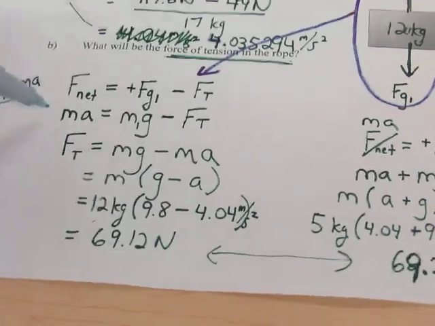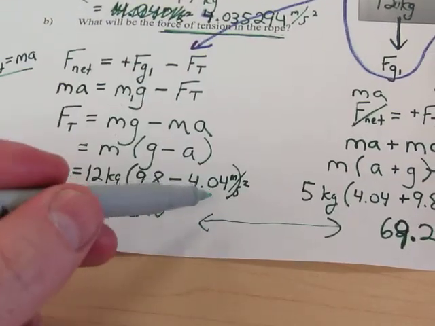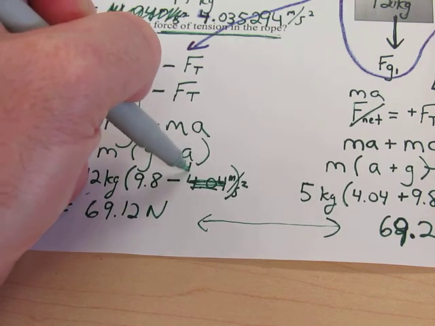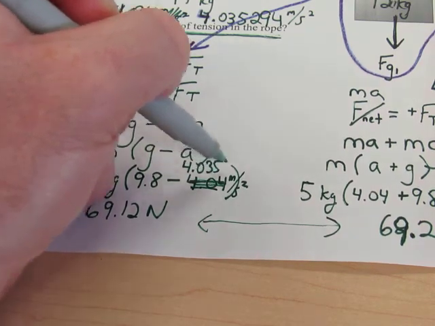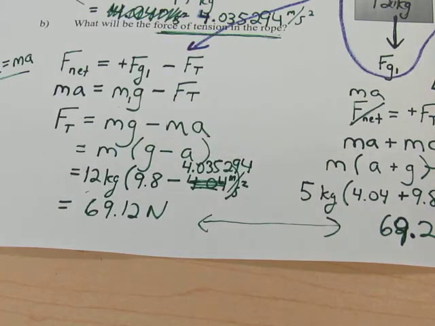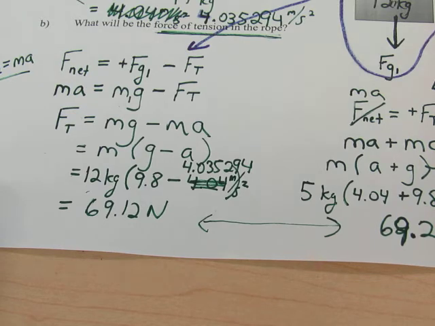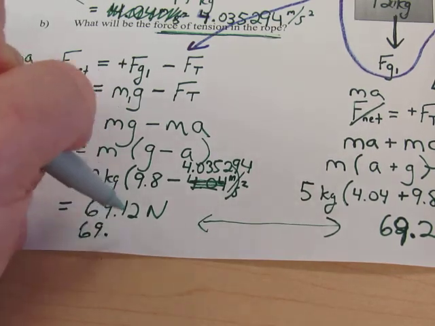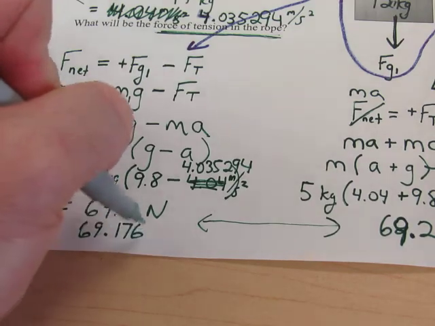So let me go down here. Let's go back to the first mass where I had written 4.04. What if instead I had written 4.035294? Well, guess what? The answer is not even 69.12. If I punch in 4.035294 and I do the work, add on 9.8, multiply by 12, I don't even get 69.12. I get 69.176.